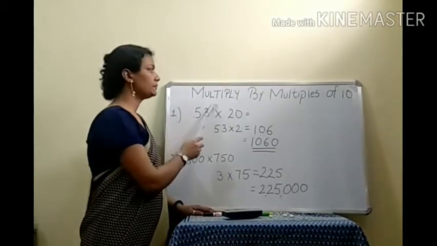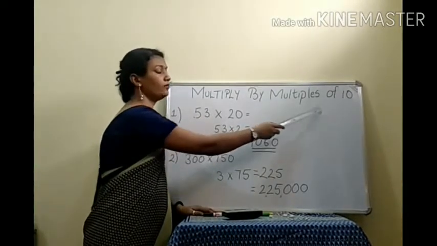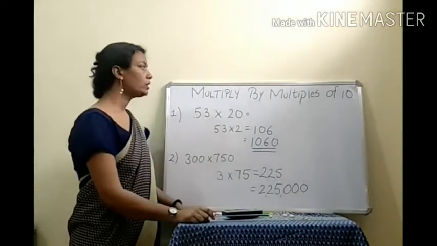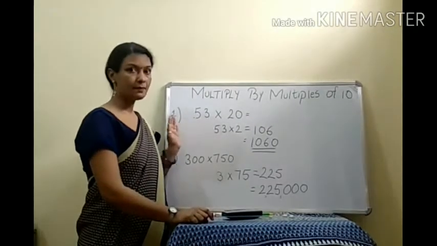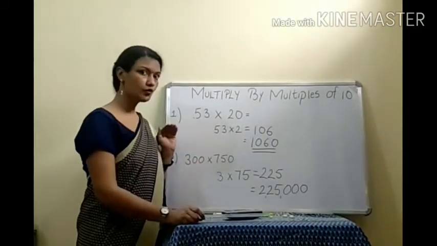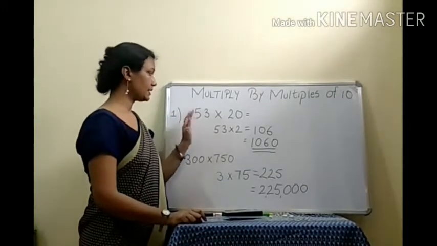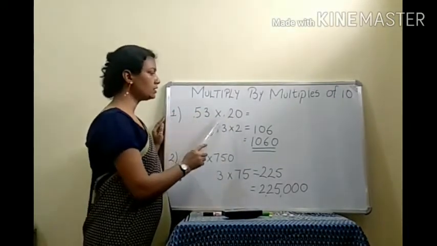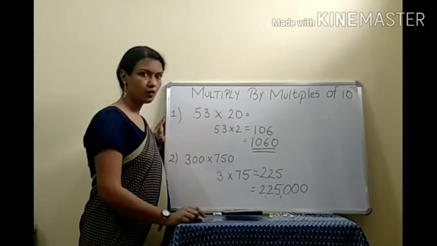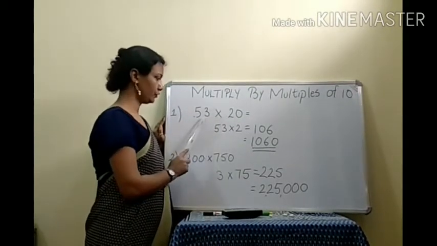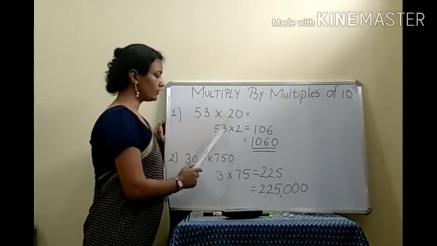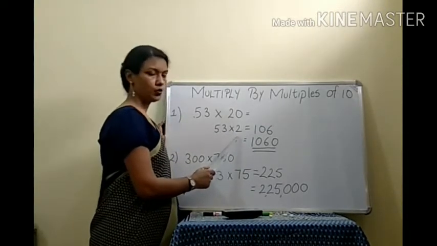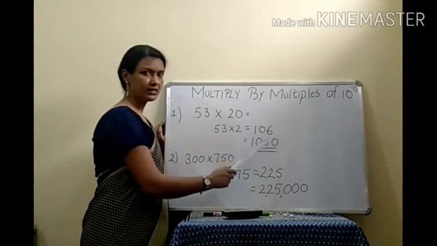Now multiply by multiples of 10. So here when we multiply by multiples of ten, what we will do? We will multiply first the non-zero factors. So here 53 multiplied by 20. What are non-zero factors? 53 and 2. So we will multiply 53 into 2 is equal to 106.